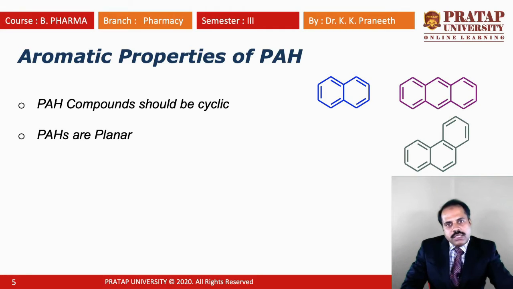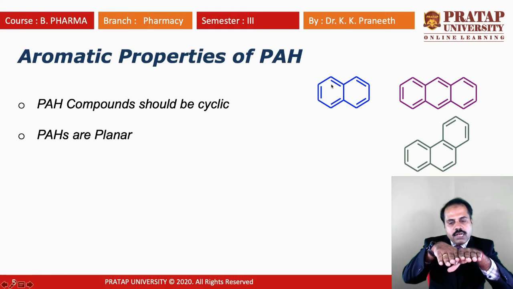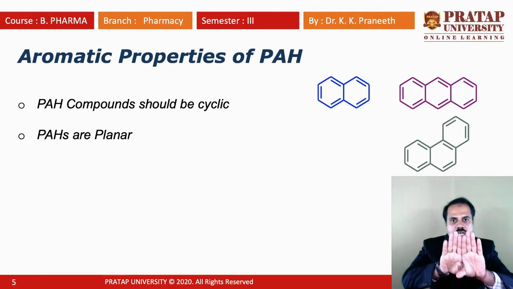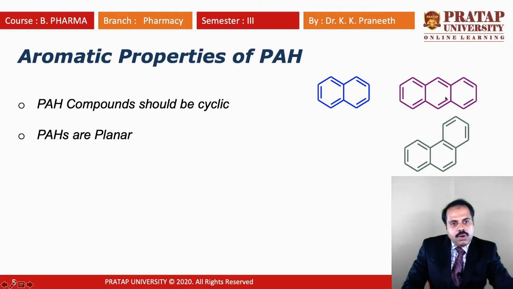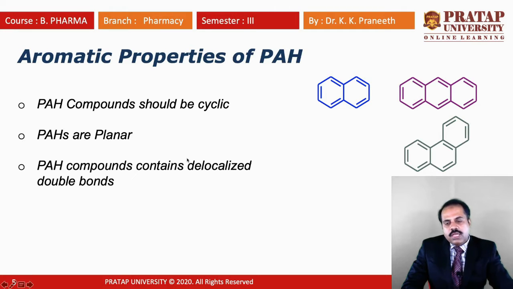But in the case of polyaromatic hydrocarbons, they are all planar, they are flat molecules, fused together. So, it should be flat. If you see the three-dimensional structure, they are all flat molecules, right? So, they are planar. So, this also satisfies: the compound is cyclic, and planar. What about the next point? It contains delocalized double bonds. What is the meaning of that?